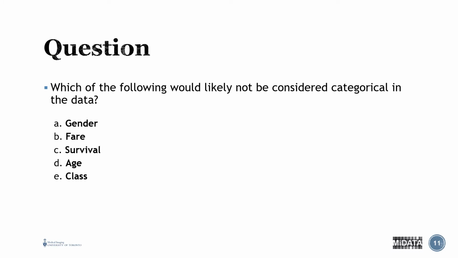Identifying information was not available for all passengers. So the question is, which of the following would likely not be considered categorical in the data? Gender, fare, survival, age, or class? Just think of an answer, put it in your head, and let's see what the answer is.